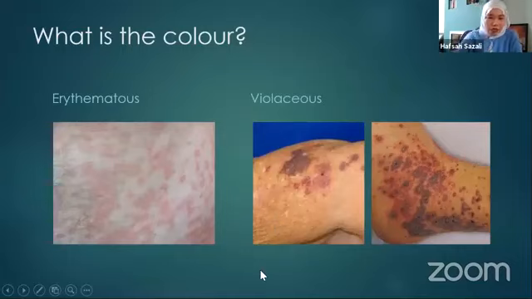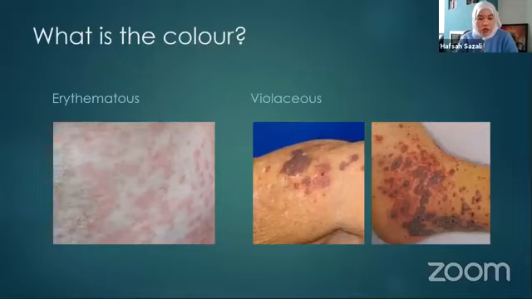The next important aspect of description of skin lesions is, of course, the color. So is it erythematous? When you say erythematous, when you palpate or press on the skin, the redness will blanch on pressure. So these are non-blanching erythema or purplish lesions, which are violaceous or usually purplish, and they don't blanch on pressure.